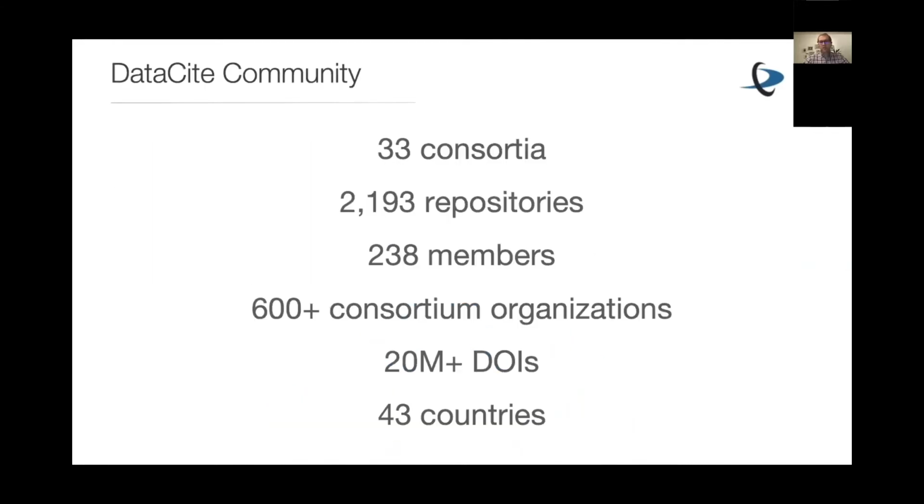Our community, very briefly, DataCite has 33 consortia globally. We have just under 2,200 repositories with 238 organizational members, over 600 consortium organizations, over 20 million DOIs, and our members are spread across 43 countries globally.